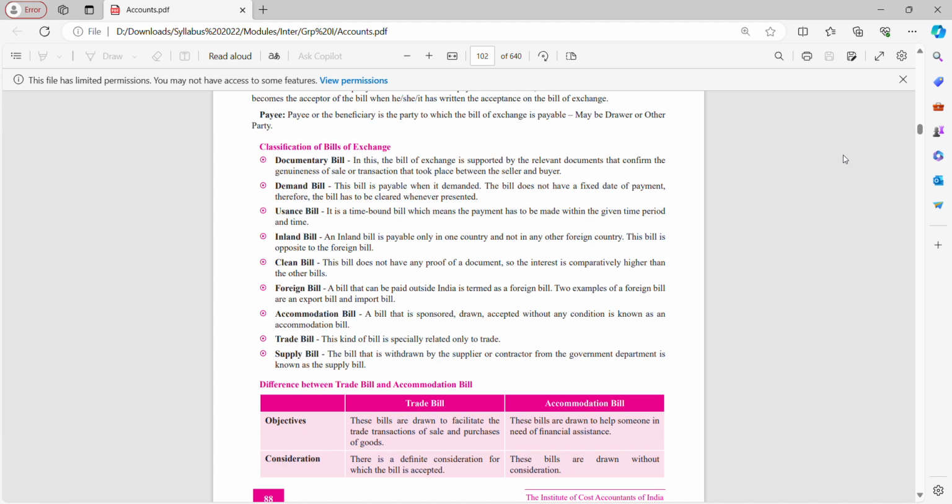Clean bill is a bill that does not have any proof of document. So the interest is comparatively higher than the other bills. Foreign bill can be an inland bill or it can be an export bill, import bill. I'll take a pause for a quick read till here, then we'll go for accommodation bill, trade bill and supply bill.